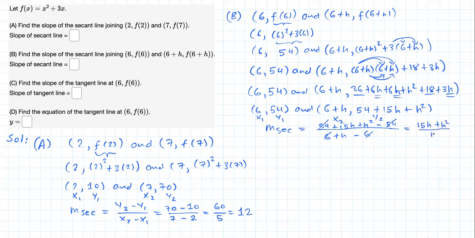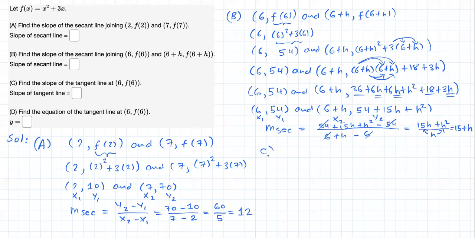over h. Now, dividing h into 15h is just 15, plus h squared divided by h, just h, right? So 15 plus h should be the answer for part B.